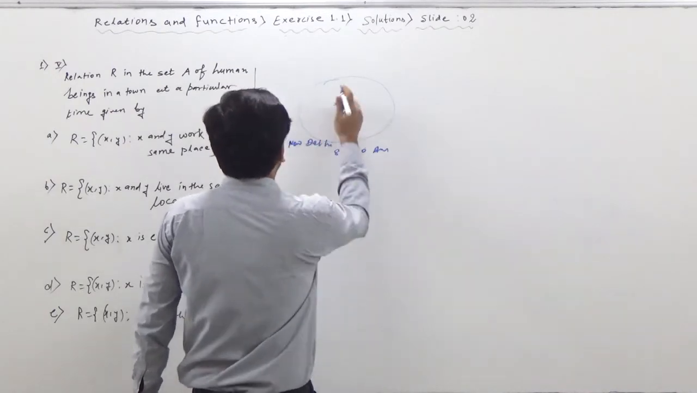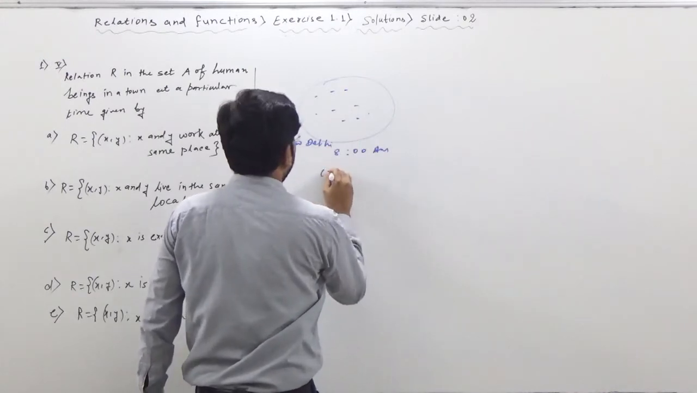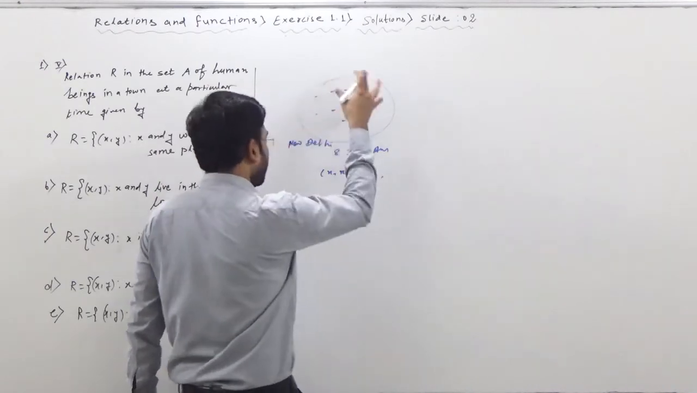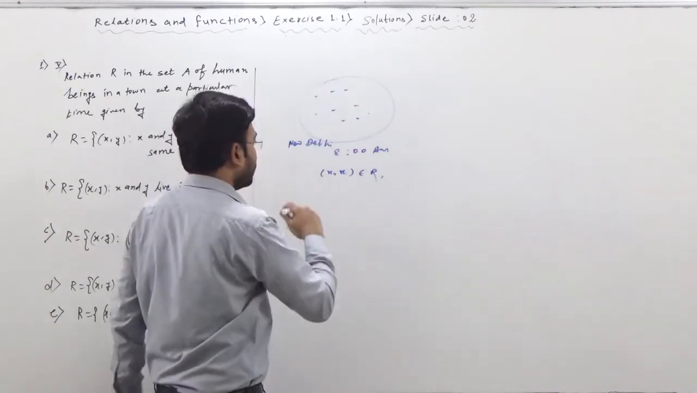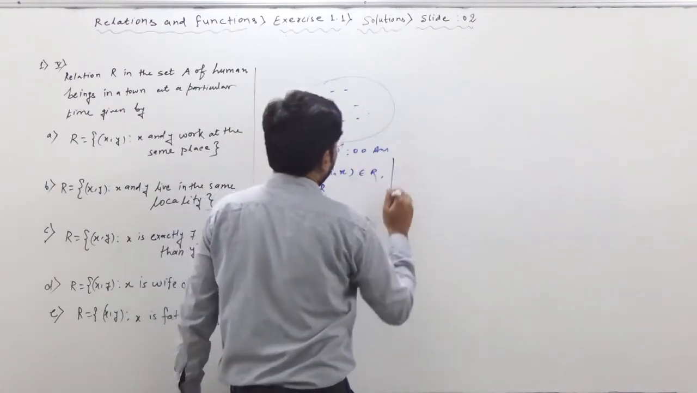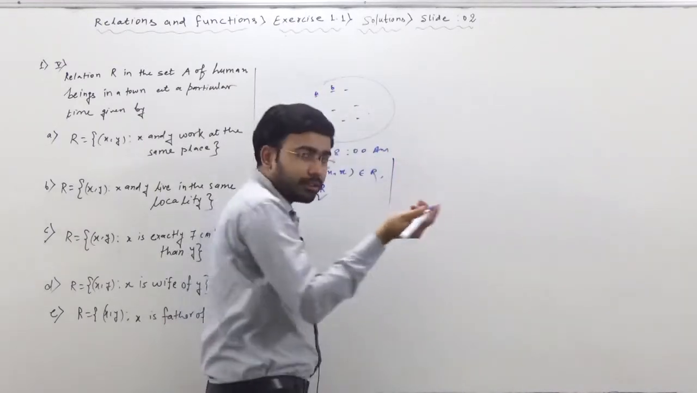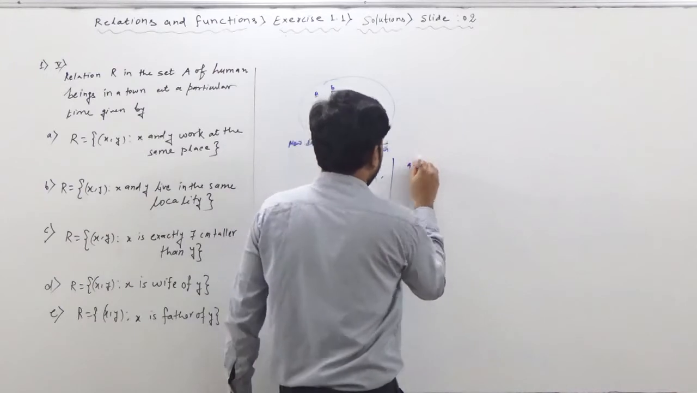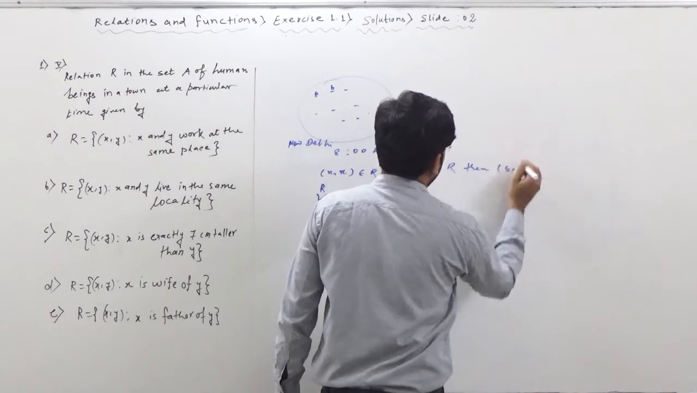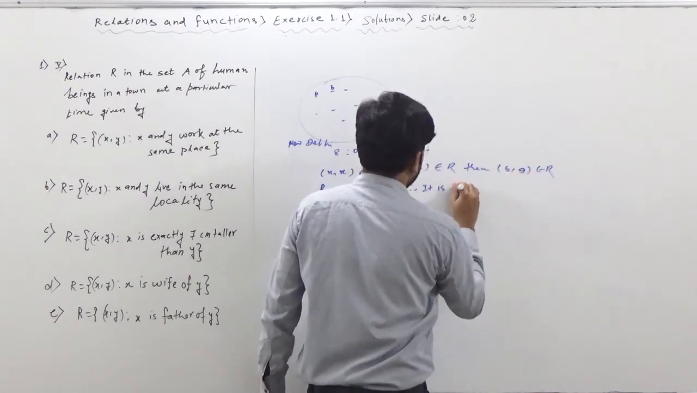Okay, so whatever the positions are, they will remain as they are. So can we call (x, x)? Yes, we can. Then is it possible for all those people who are there in this particular town? Yes, it is possible. So this is reflexive. Now what about symmetric? If (a, b) is there, then (b, a) is also there, yes or no? Yes. So (a, b) belongs to R, then (b, a) also belongs to R, therefore it is symmetric.